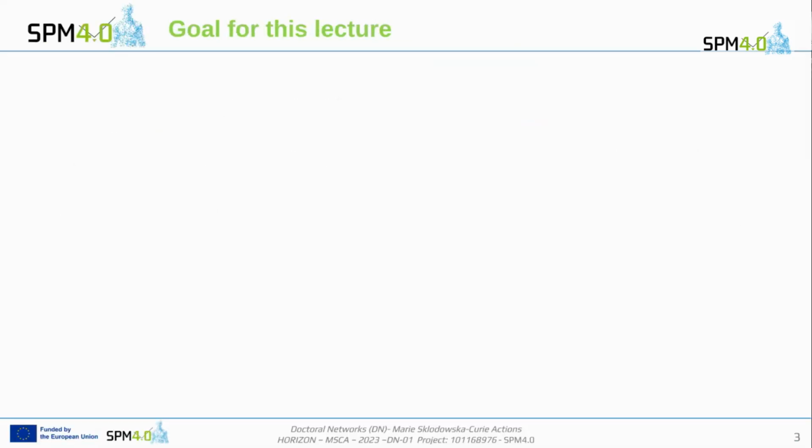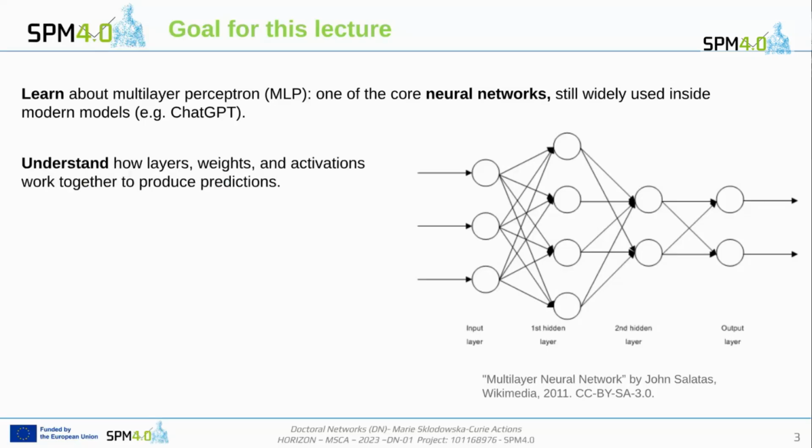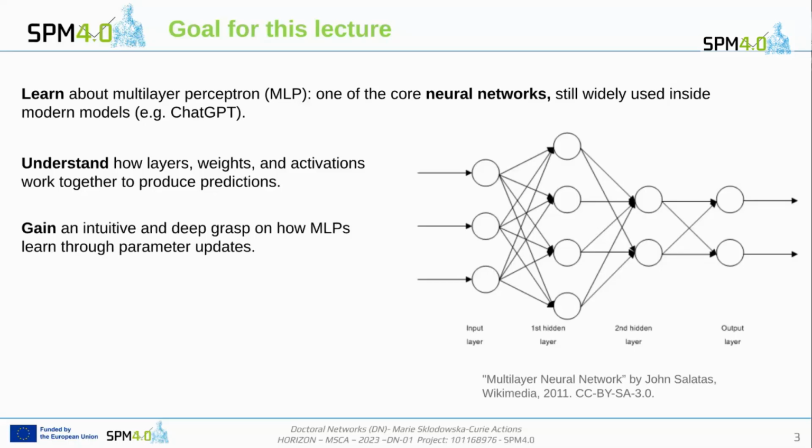Because today the goal of this lecture is for you to learn about the multi-layer perceptron, which is one of the core neural networks still being widely used in many applications, and for example, a large part of GPT. The goal is also for you to understand how the different layers, weights, and activations work together to make predictions, and actually gain a good grasp on how MLPs learn through backpropagation and parameter updates.